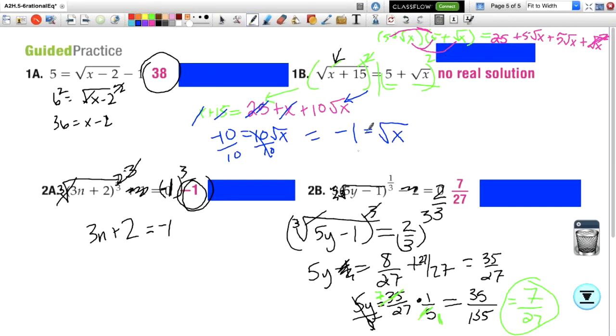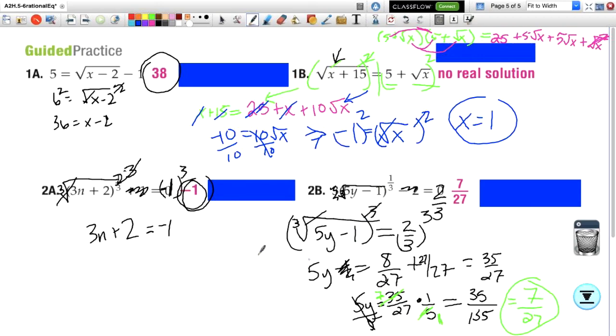So remember, negative 1 is not my answer. I got negative 1 equals the square root of x. Last step, cancel out that root by squaring. So cancel. I got x equals negative 1 squared, which is positive 1. So I'm feeling great about that answer, okay? So I need to plug it in and check.